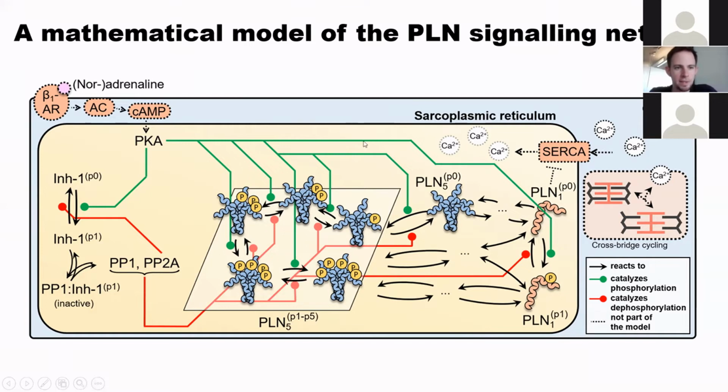I didn't include anything further upstream or downstream of this network because I only wanted to focus on the phosphorylation state. I then described everything using ordinary differential equations and used parameters from the literature to set the model up. And once I had this model, I obviously wanted to use it to perform some simulations.